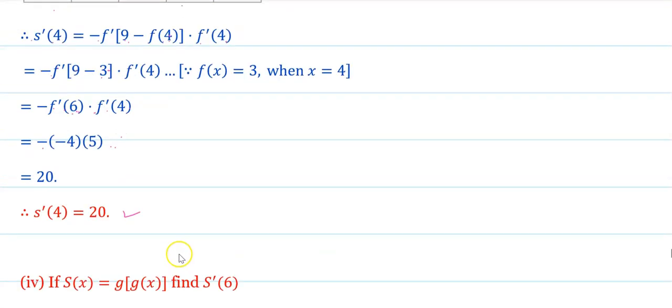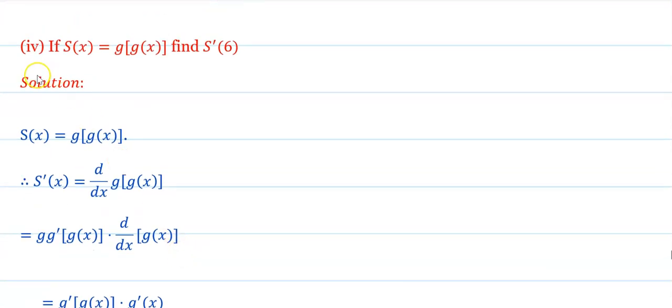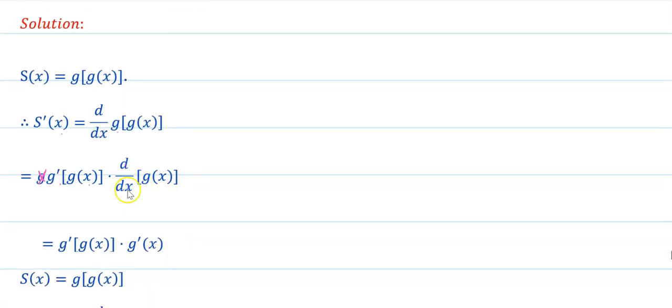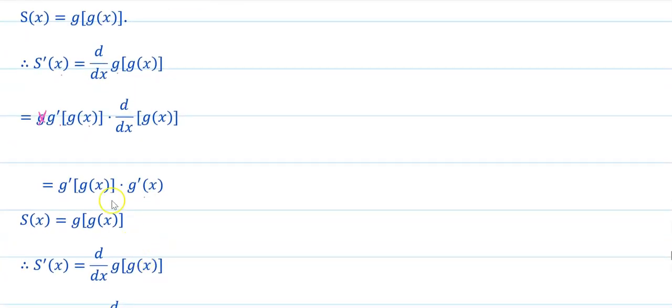Okay. Next, if s of x is equal to g of x, then find s dash of 6. Okay. Now s dash of 6. Therefore s of x is equal to g of x. s dash of x is equal to d/dx of g of x. Means what? Then its derivative. What is that? It is g dash of, this g is extra here, g dash of g of x into d/dx of g of x. What about the d/dx of g of x? d/dx of g of x is g dash of x. That is g dash of g of x into g dash of x.